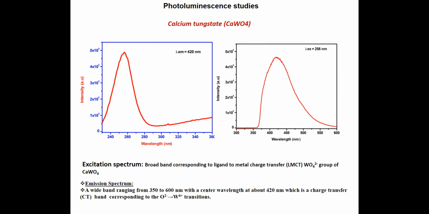This broad excitation band is assigned to the metal charge transfer band of the tungstate group. And we have also recorded the emission spectrum on exciting the sample at 256 nanometer. Here we can see a broad emission spectrum, and it is centered around 420 nanometer. Here we have concluded the excitation and emission spectrum of calcium tungstate phosphor.